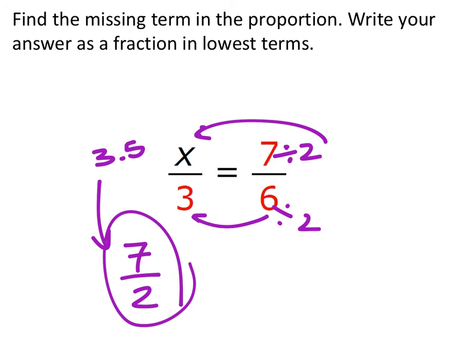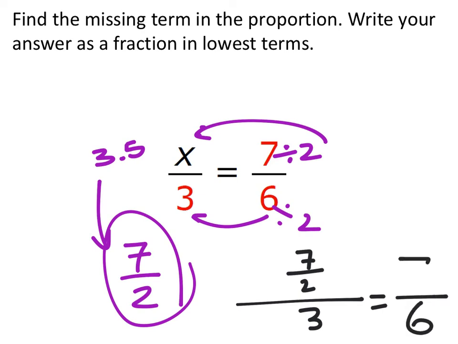No mixed numbers on that. We want the improper fraction. Yeah, let's address that. So this would have been 7 over 2 all over 3, like this. Its equivalent fraction in sixths would have been 7 of these sixths.